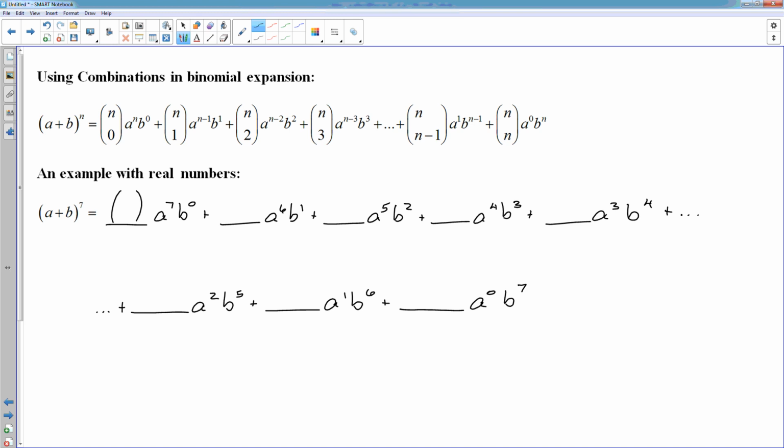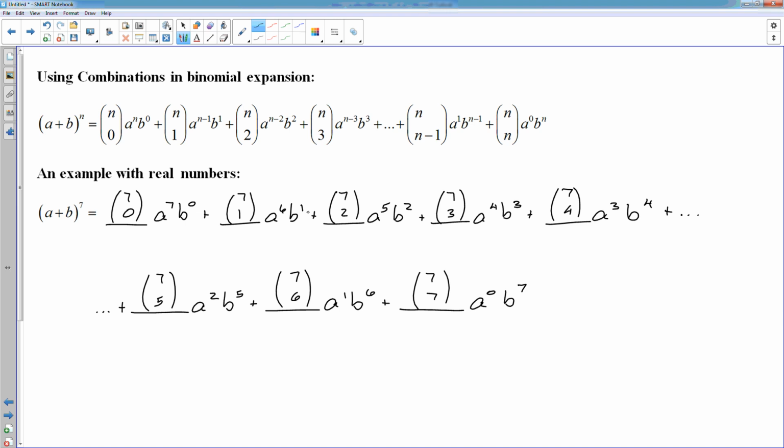And in all of these combinations, let me go ahead and set up all these parentheses and then I'll fill them in. There we go. So in all these combinations, the top number is always the same as the exponent. So it's going to be 7 choose something all the way across. And then you start at 0 and you count up. 7 choose 0, 7 choose 1, 7 choose 2, 7 choose 3, 7 choose 4, 7 choose 5, 7 choose 6, 7 choose 7.